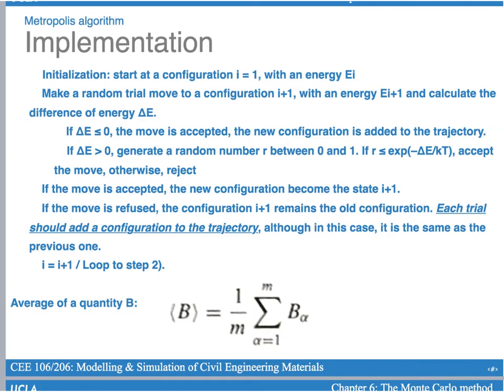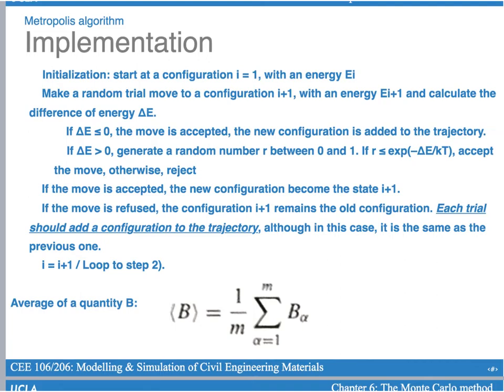And since all those configurations that belong to the trajectory already have the right probability, all you have to do is sum the values of B for each of those configurations alpha within this trajectory. Just sum them all and divide by the number of configurations that you have.